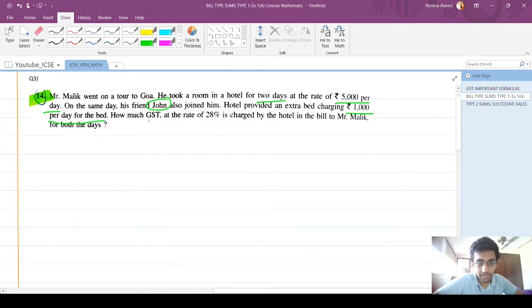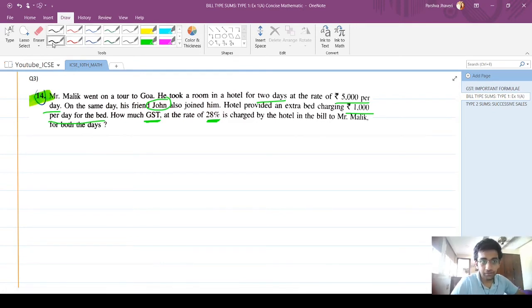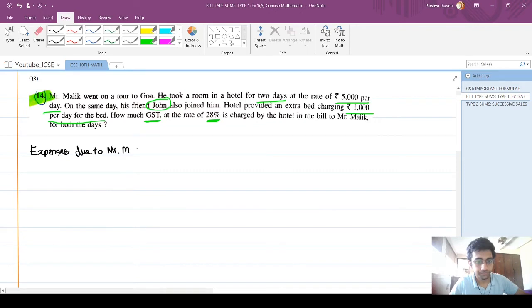So they have asked us what is the GST charge. They've not asked the net bill. So we need to find only the GST, not the total amount. How will we solve this sum? Firstly, we'll have to find the total SP or the total amount of the bill. Look, he took a room in a hotel. Expenses due to Mr. Malik. Or you can call this SP1.